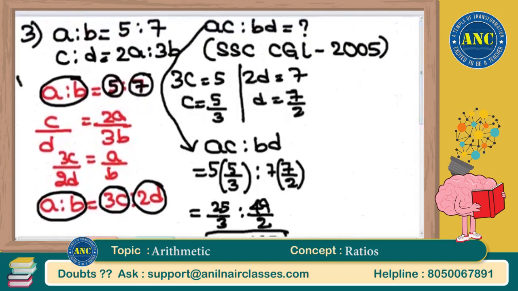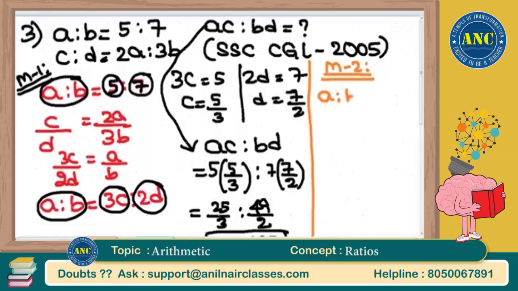Now, this is one of the methods of solving, which does not involve any variable. That also can be applied. But why use this method when we can have a much better approach? A is to B is 5 is to 7, given in the question. C is to D is 2A is to 3B. That is also given in the question.